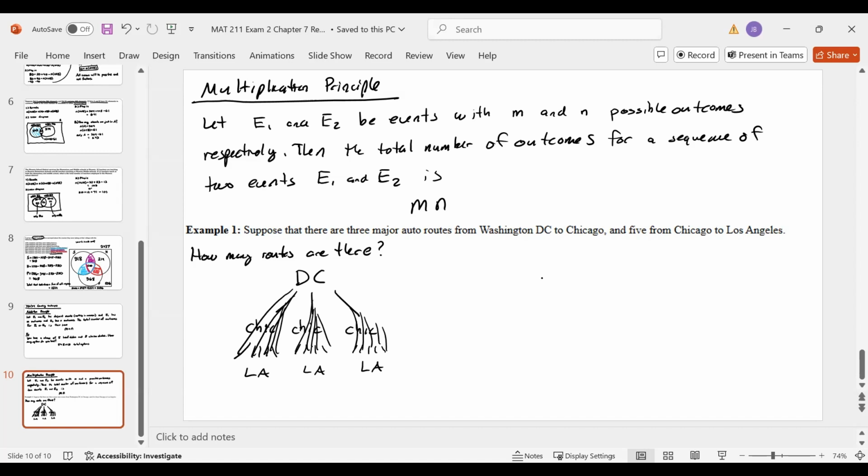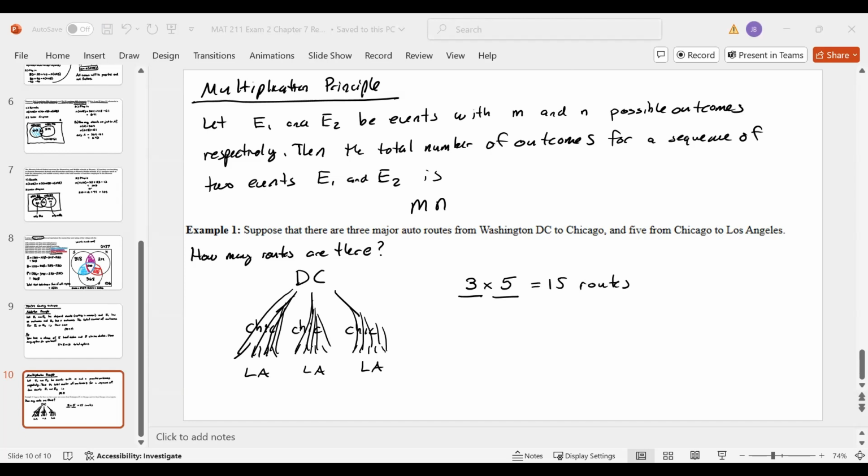Or how many ways can you get from DC to Chicago? Well, there's 3 ways. And then how many ways can you get from Chicago to LA? Well, 5, right? So 3 times 5 is 15 routes, right? So that's effectively what I'm asking. How many ways can I get from one place to the next place? And then I have all of these different ways in between.